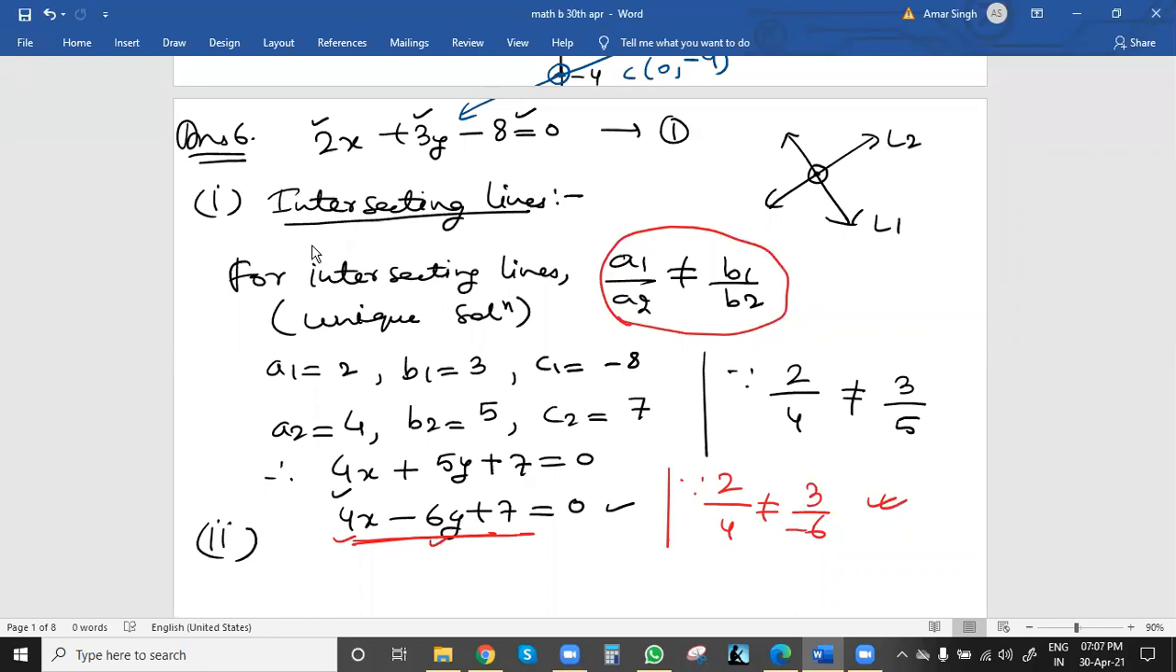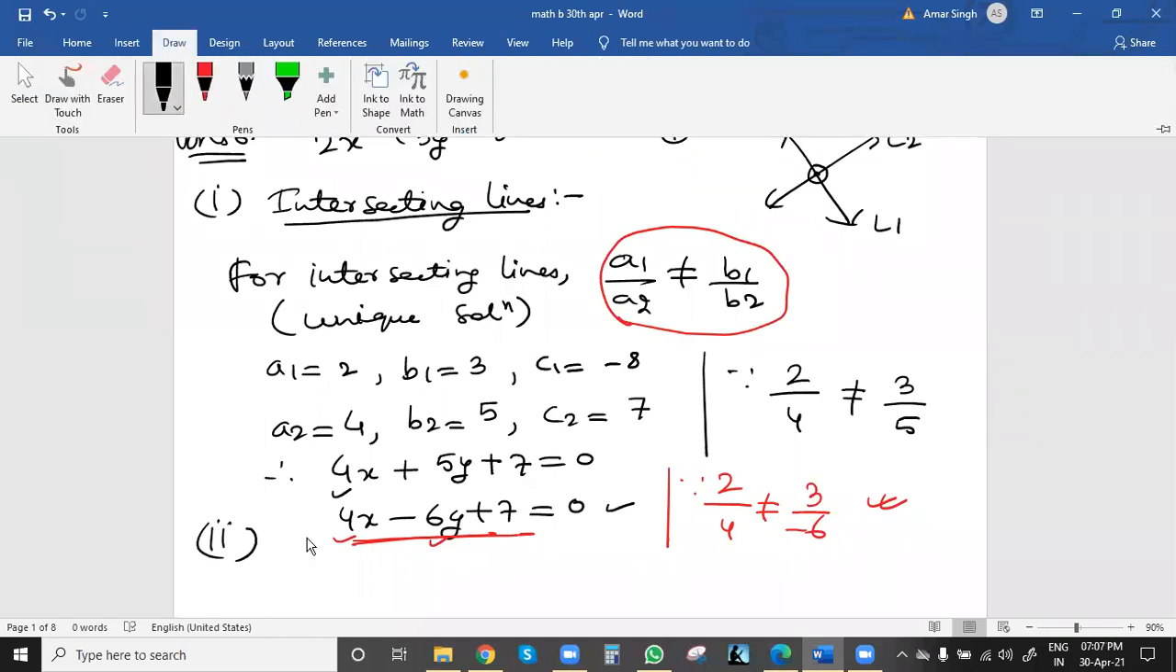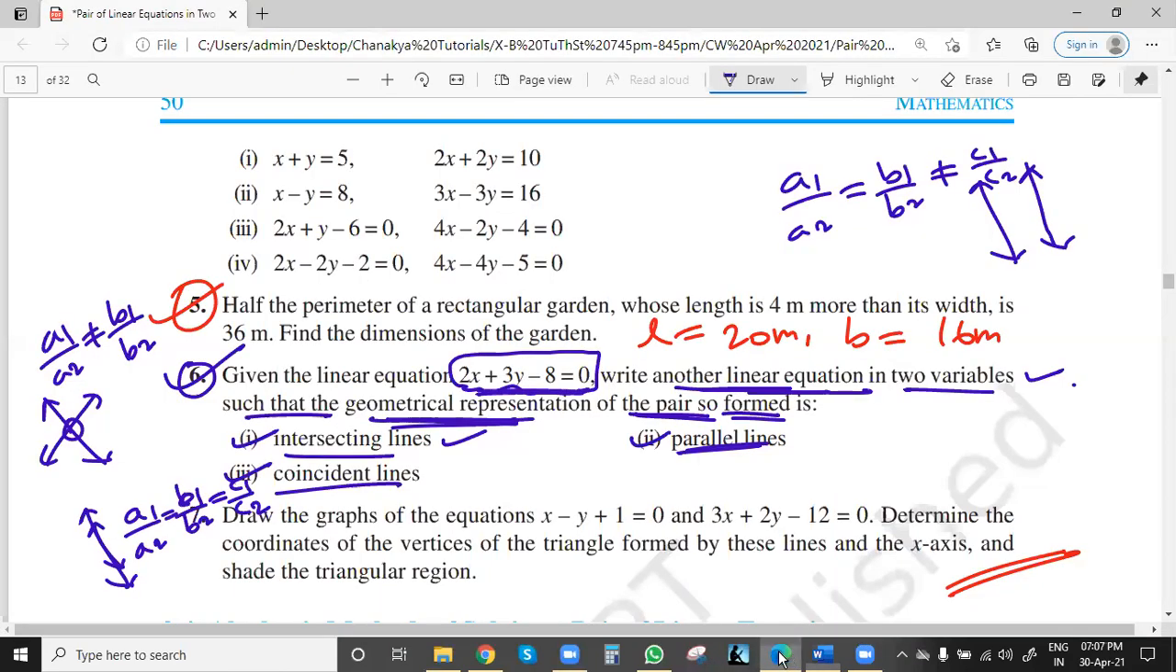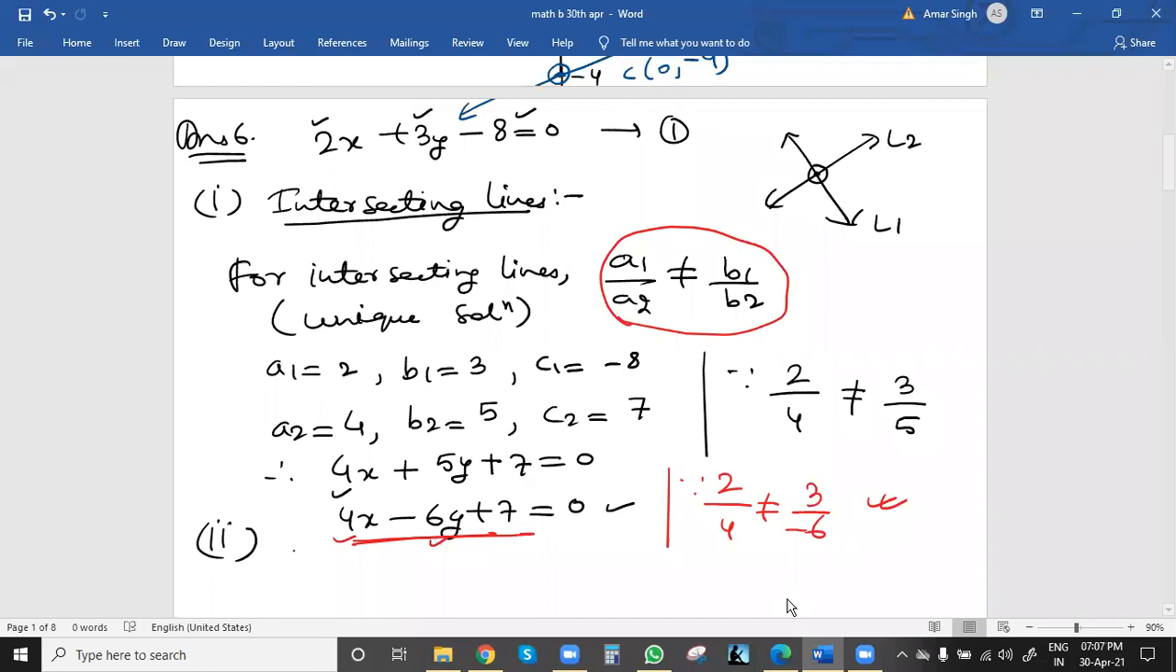4x minus 6y plus 7 equal to 0. Correct. So everyone can have their own answer. Just make sure A1 by A2 should not be equal to B1 by B2. That's it. Now the second one is parallel lines.